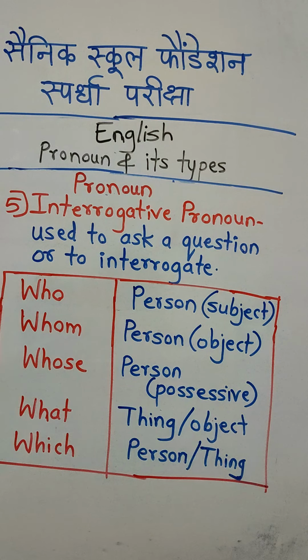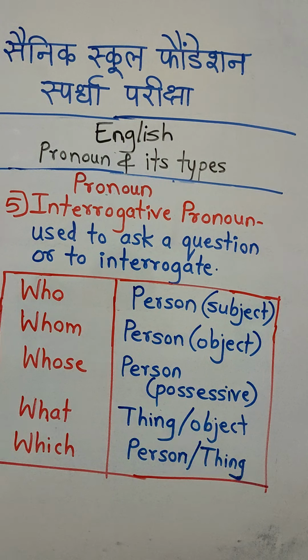And if we have an object pronoun, that is, if the person we are talking about is not doing any action, he is just involved in that action or receiving an action, then for him we will use the pronoun whom to ask a question. Next pronoun is a possessive pronoun. That means if we are talking about the ownership of any person or any object, at that time we will use the pronoun whose to ask a question about it. If we want to ask a question about anything or object, we will use the pronoun what. That means we want to know the name of that thing or object. At that time we will use the pronoun what.